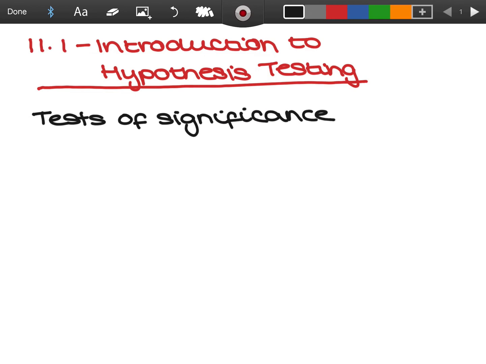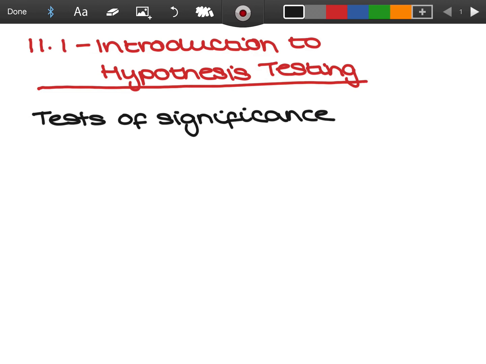Okay. A test of significance is where we test out a hypothesis, where we test out whether we think something is true or not. And we will do this with a particular significance level, almost like a confidence level, as we'll look at in a minute.